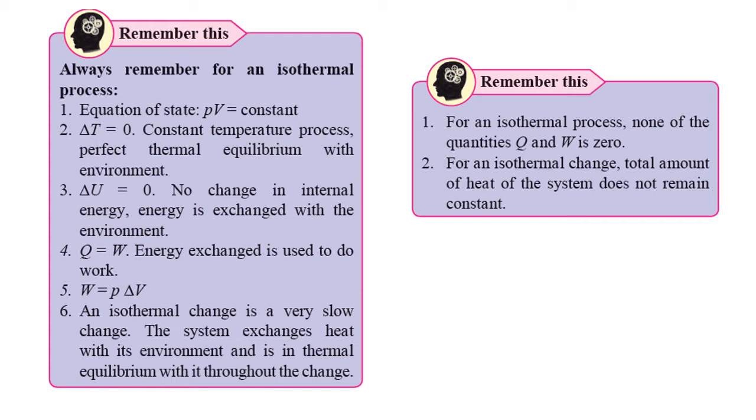Then W is equal to P times delta V. An isothermal change is a very slow change. The system exchanges heat with its environment and is in thermal equilibrium with it throughout the change. One has to remember that neither of the quantities like Q and W are zero. For isothermal change, total amount of heat of the system does not remain constant.